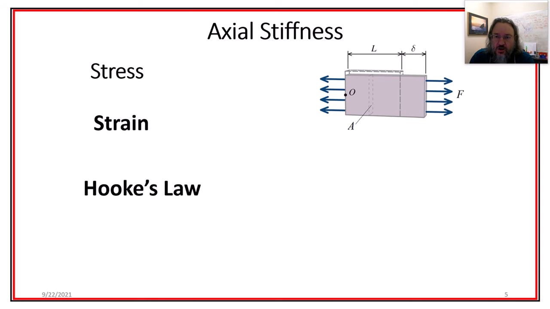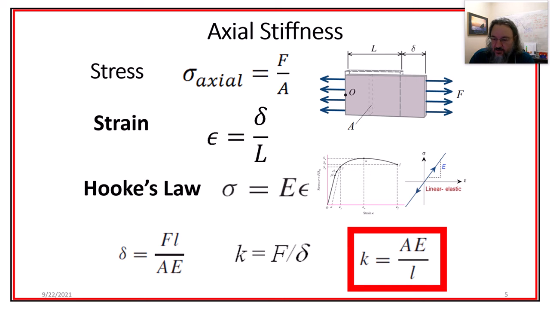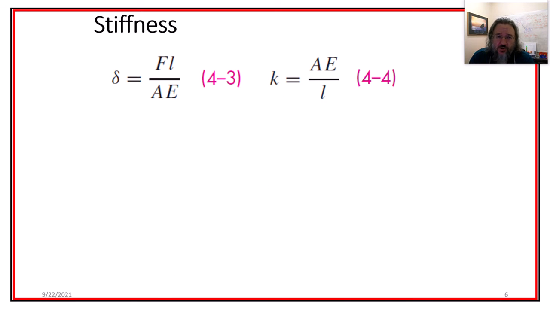All right, so axial stiffness. I really did this in the last class, but we remember that we have axial stress, axial strain, Hooke's law, and we're able to put those together and come up with the stiffness of the thing. In axial, that's FL over AE, right? So the stiffness that we have right there is actually AE over L, just as a reminder.